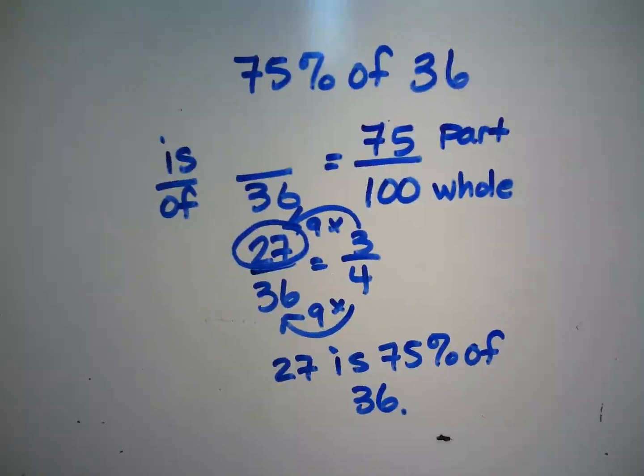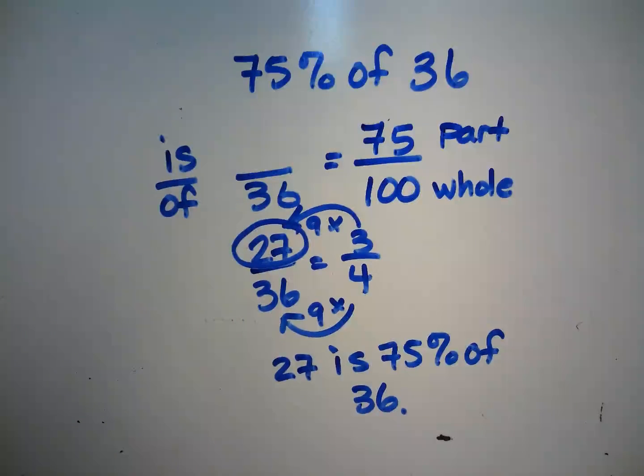But wait. Now, does that make sense? Is 75% less than 100? Yes. Is 27 less than 36? Yes. Is 75% more than half? Yes. What would half of 36 be? 18. Half of 36 would be 18. So we know 50% would be about 18, right? If we know that, we know that our number needs to be somewhere between 18 and 36, right? And so does 27 sort of fit right in between there? Absolutely. So it makes sense.